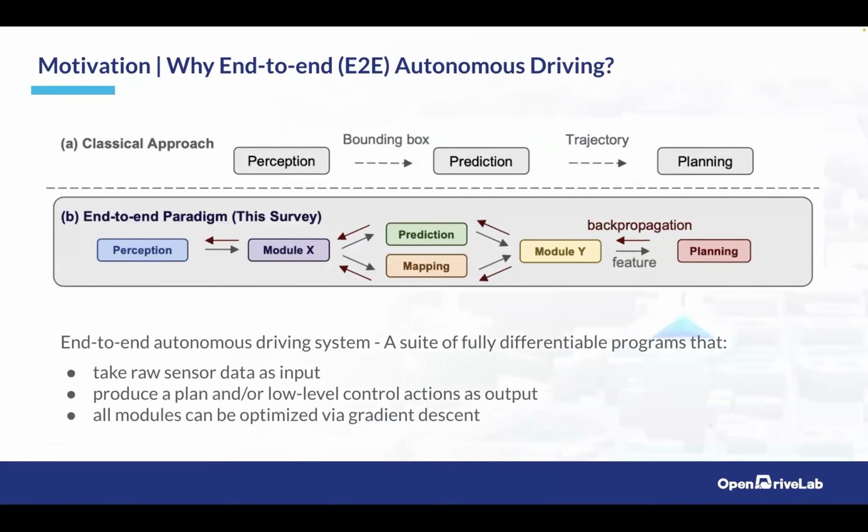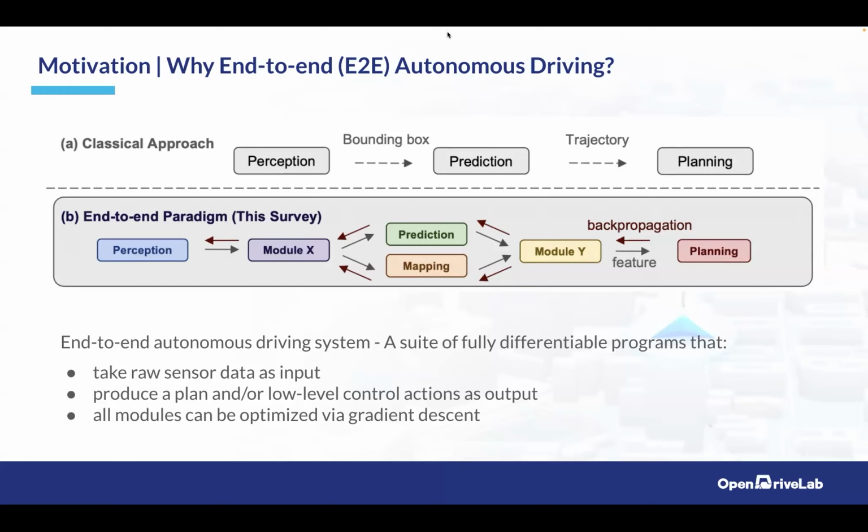Basically, there are two ways to build a driving system. One is the so-called classical approach. Another one is called the end-to-end paradigm. The classical approach does perception, prediction, and planning individually, with some human-designed patterns linking them together. Perception and prediction are linked by bounding boxes, usually 3D bounding boxes, so they work in a 3D manner. Then prediction and planning are linked by the ego vehicle's or other vehicles' trajectories, usually waypoints in the future.